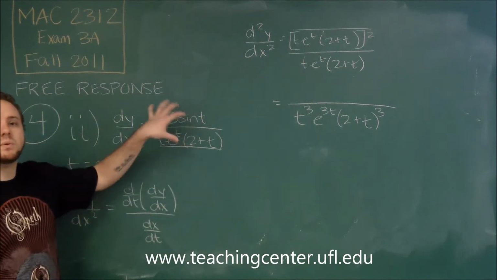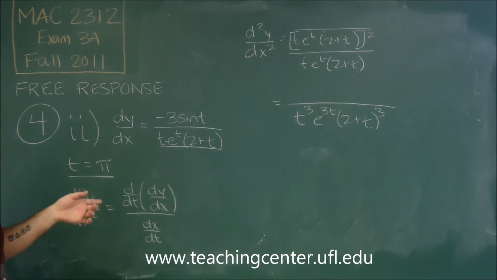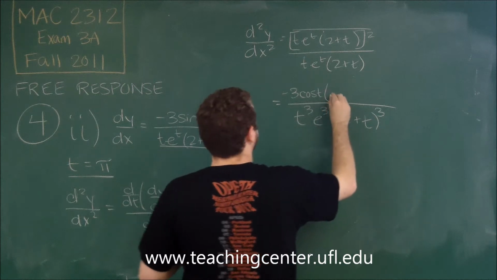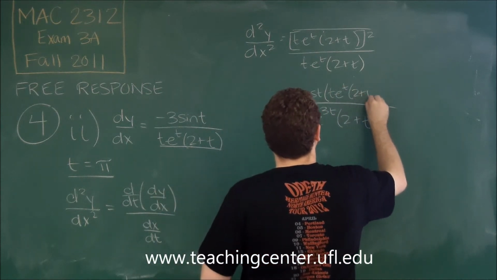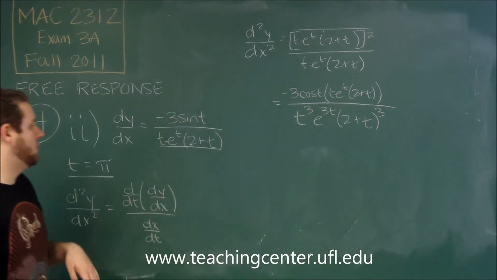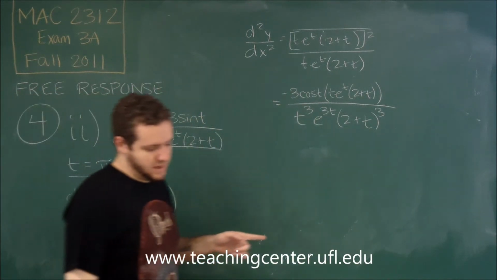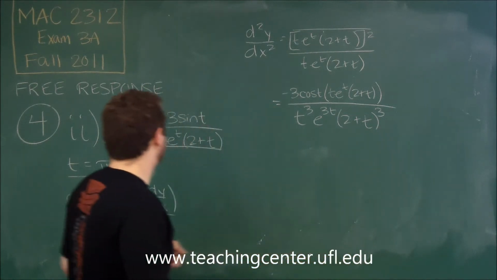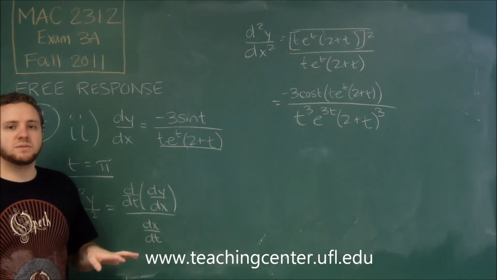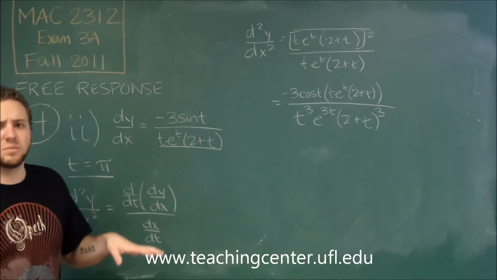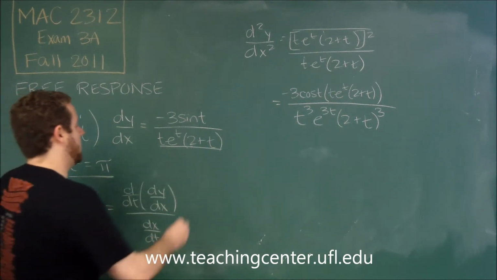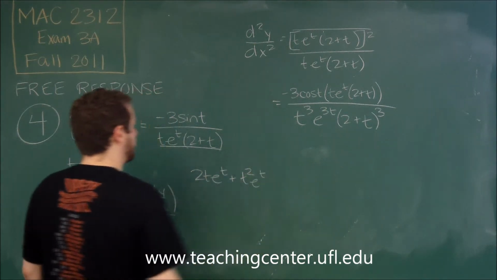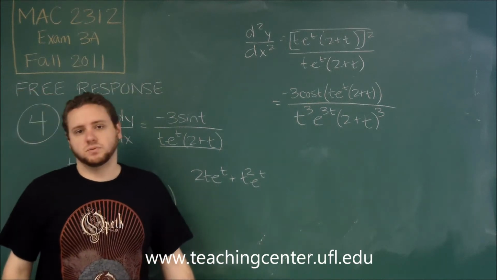So the numerator is just going to be the numerator of the quotient rule here. So remember, for the quotient rule, we take the derivative of the top, negative 3 cosine t, times the bottom, t e to the t 2 plus t, minus the derivative of the bottom times the top. So when we do the derivative of the bottom, it's going to be in our best interests to distribute this so that we don't have to do the product rule, or so that the product rule is a little bit clearer. Before I factored this out, it looked like this: 2t e to the t plus t squared e to the t. So when we take the derivative of this, we're going to have to do the product rule twice.